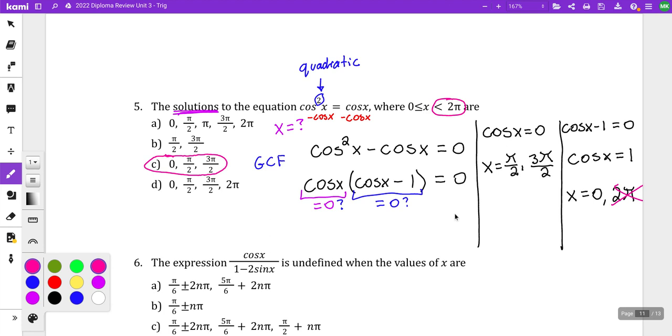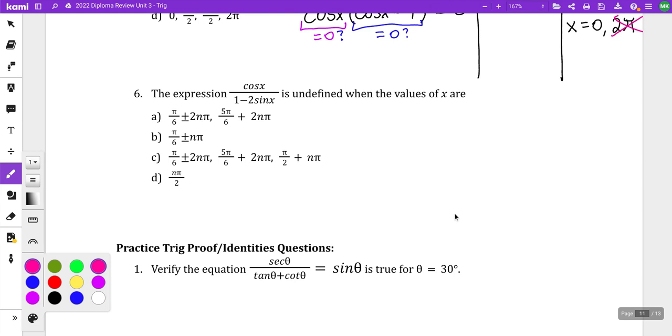Cool. The expression cos x over 1 minus 2 sine x is undefined when the values of x are... We saw this on our unit test, but instead of the word undefined, they said NPVs. Same thing. Something's undefined or it has NPVs. And then people looked at it and they were like, NPVs of a trig function? I don't know what that means. What are NPVs? On a regular question, how do we get NPVs?